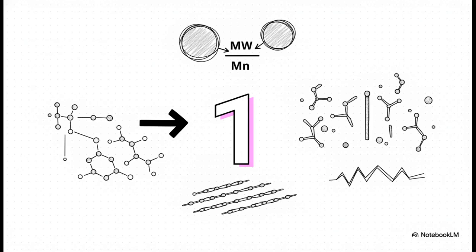We actually combine these two averages into one super important metric called the Polydispersity Index, or PDI. It's just MW divided by MN. A PDI of exactly 1 is the absolute holy grail. It means every single chain is perfectly uniform. In the real world of manufacturing, the closer your PDI is to 1, the more predictable, uniform, and easy to process your material will be.